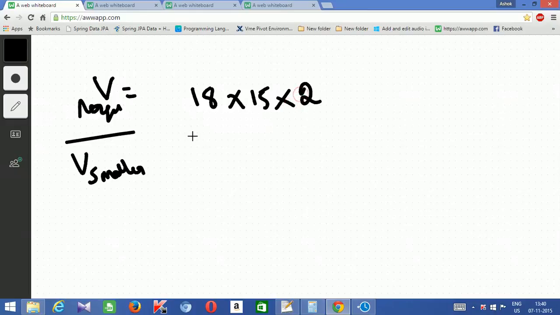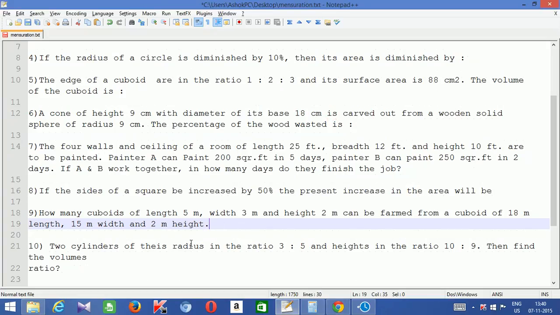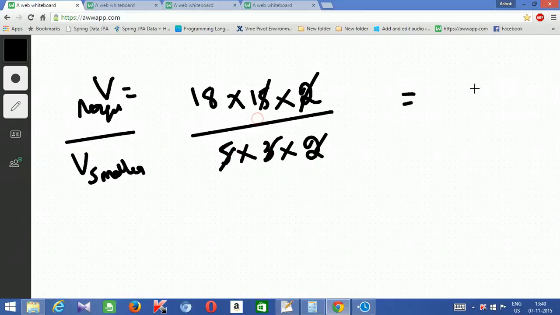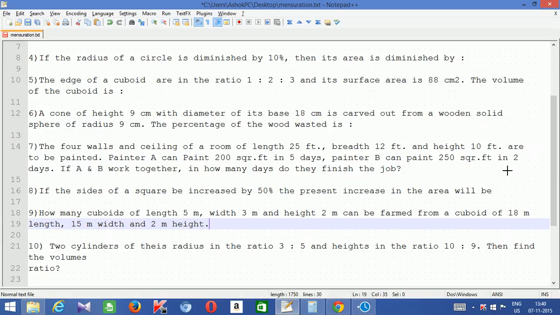Don't multiply each and everything and find the answer. It will take a lot of time. Finally, you can cancel it out. Now the volume of the smaller cuboid will be 5 into 3 into 2. If you divide both, you will get the number of cuboids that can be made out of the larger cuboid. You can cancel this 2, and this 15 gets cancelled. So totally 18 cuboids you can make from the volume of the larger cuboid. Quite easy. Fine.